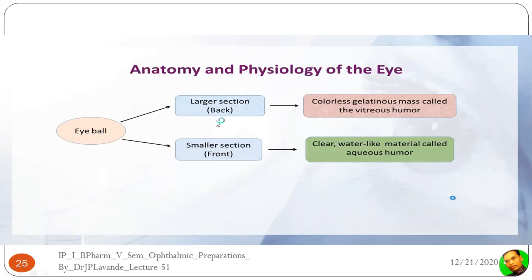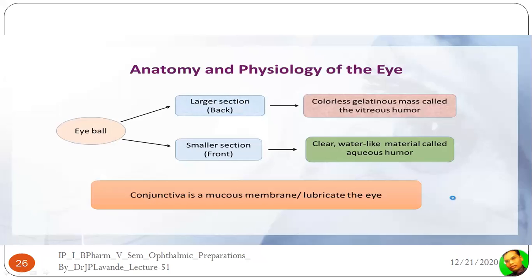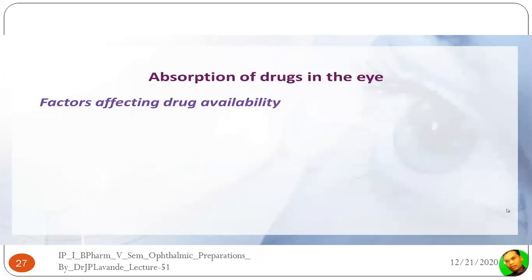The back section behind the lens contains the vitreous humor, the colorless gelatinous mass that is responsible for the shape of the eye. In front of the lens there is a smaller section, which is the aqueous humor, the clear water-like material. Then there is the conjunctiva, a mucous membrane that lubricates the eye during the closing of the eyelid.